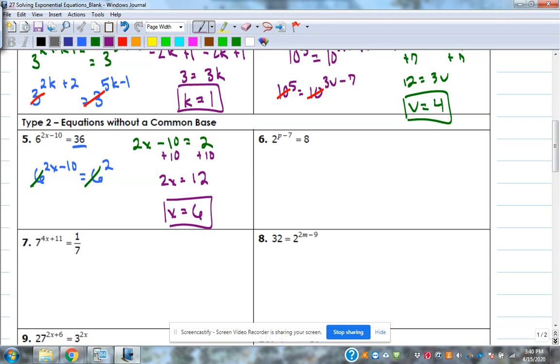Okay. Looking at number 6 here. We got on the left side where the variable's an exponent, we got a base of 2. So what is 8 with a base of 2?